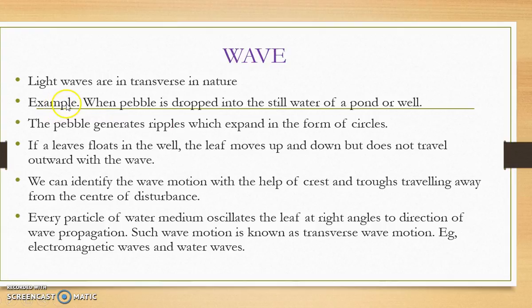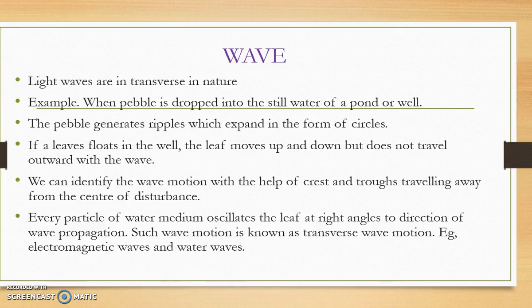Let us see some examples for analyzing the transverse wave of light. When a pebble is dropped into still water, in the sense water is at rest, there is no motion in the water of the pond or well. When we drop the pebble into the pond or well, the pebble generates ripples which expand in the form of circles all over the well or pond.